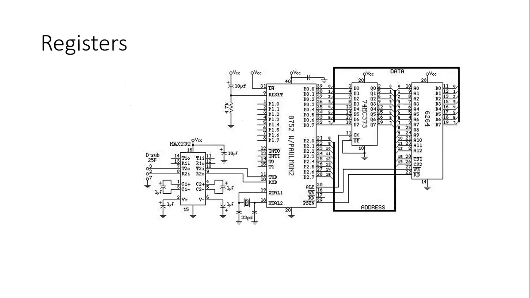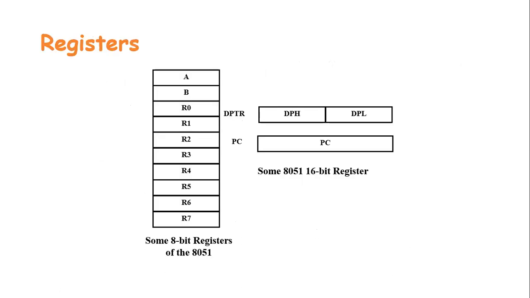These are all the registers. You see, this is a pin diagram: A, B, R0 to R7 for all the banks, program counter, data pointer, DPH the higher byte, and DPL the lower byte.